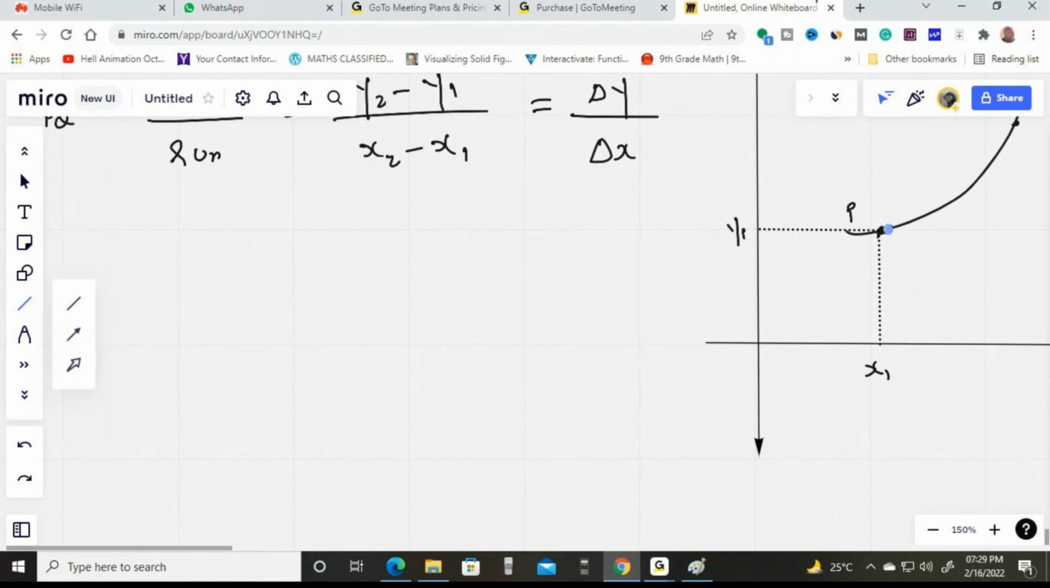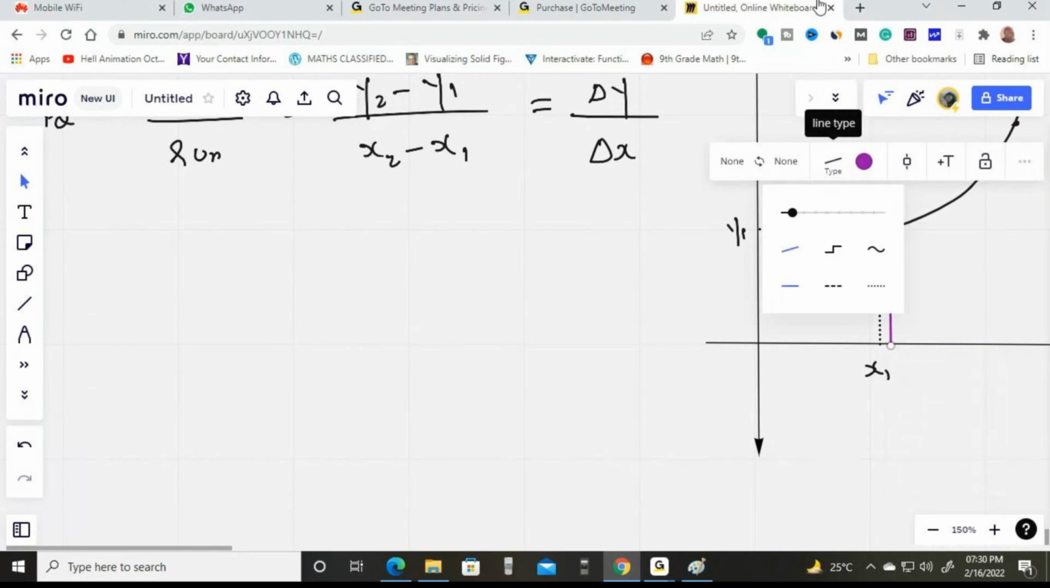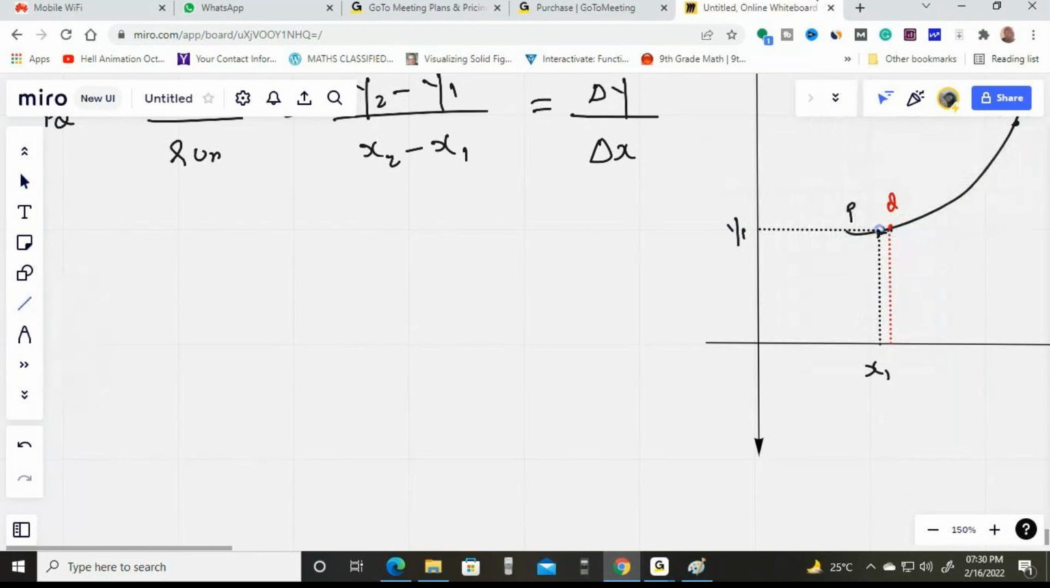I just say that Q is here, okay? And the X coordinate of Q is over here. It's extremely, extremely small. You can see, it's too close to your X1. And the Y coordinate is also too close to your Y1, you can notice. Before going back, let me just write down here. This is my X2, this is my Y2.